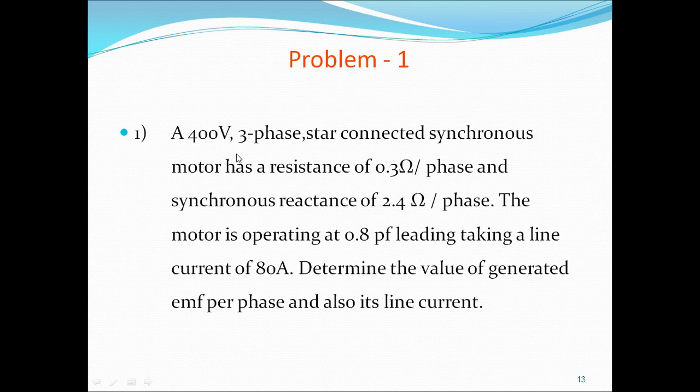What are the given values? Given the voltage as 400 volts, 3 phase, star connected. Synchronous motor has a resistance of 0.3 ohms per phase and synchronous reactance of 2.4 ohms per phase, and the power factor is 0.8 leading and takes a current of 80 amps. We have to calculate generated EMF per phase and line current.